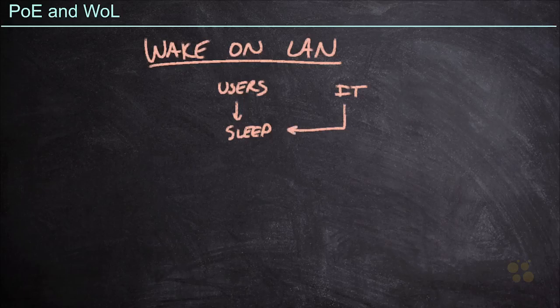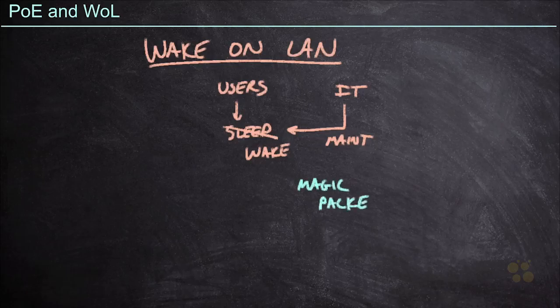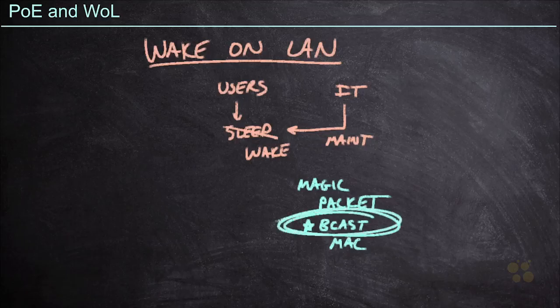So the goal of Wake on LAN is to allow IT to wake up these computers in sleep mode, wake them up so that they can apply maintenance updates or whatever other reason that they want those machines to be online. The way we accomplish this is by sending a magic packet. The magic packet is not too magical. All it really involves is a broadcast packet that specifies the MAC address of the PC we're trying to wake up. But from a network engineering perspective, this is the important part.